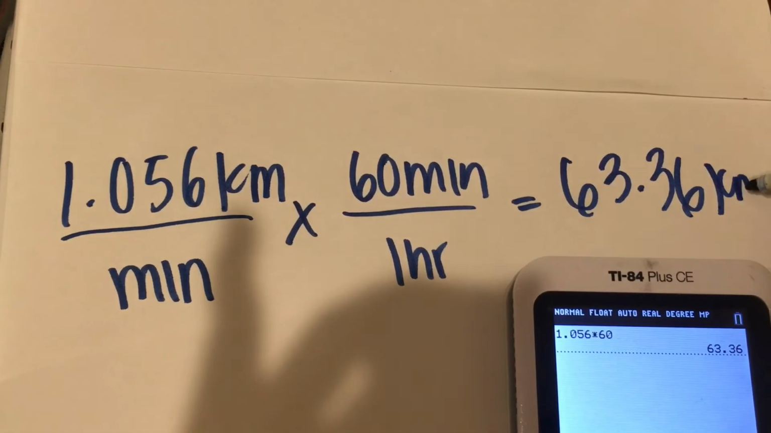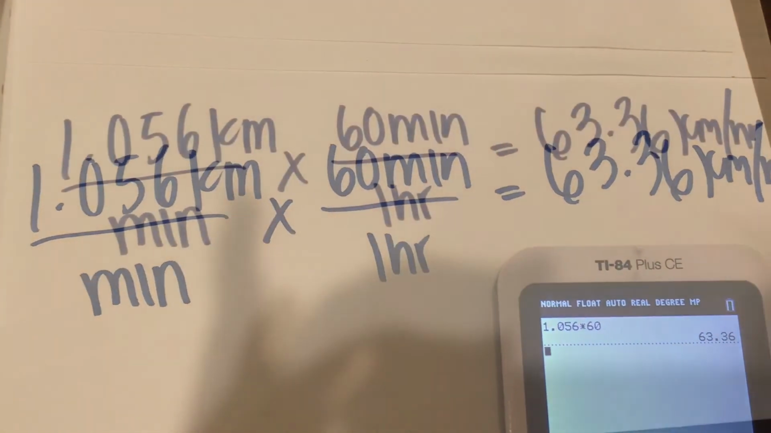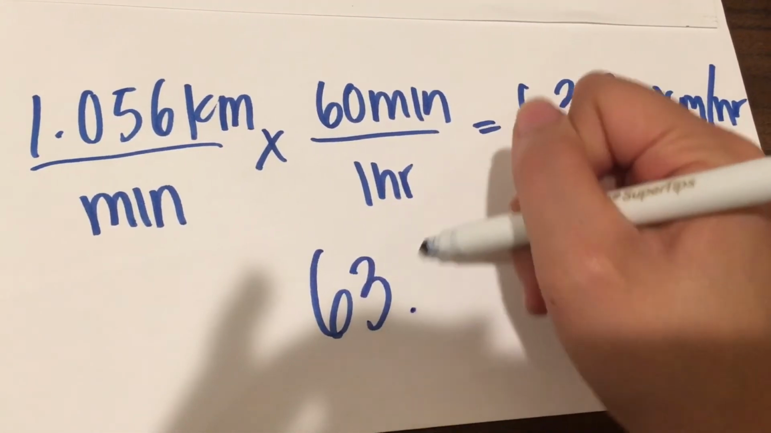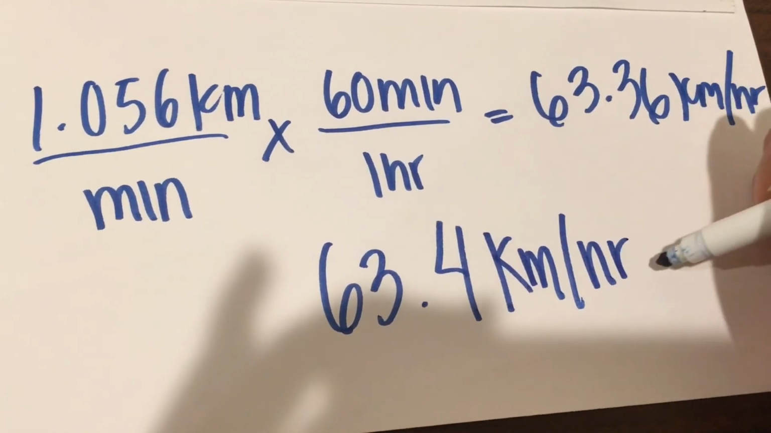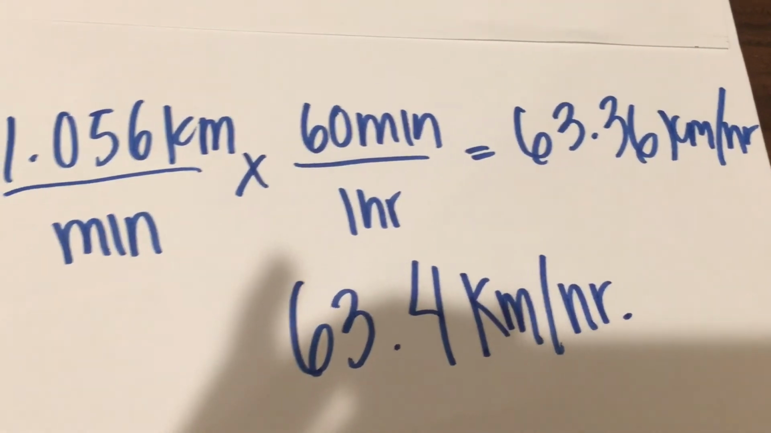63.36 kilometers per hour. The answer in the back of the book is actually 63.4 kilometers per hour due to sig figs, but our answer is completely correct as well.